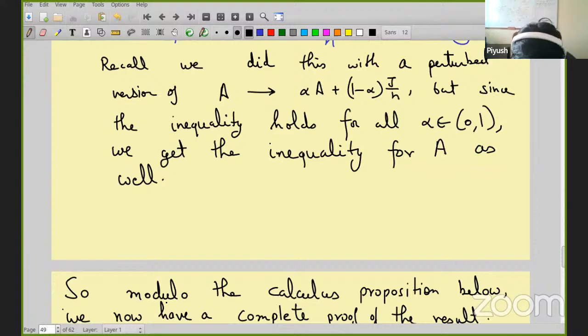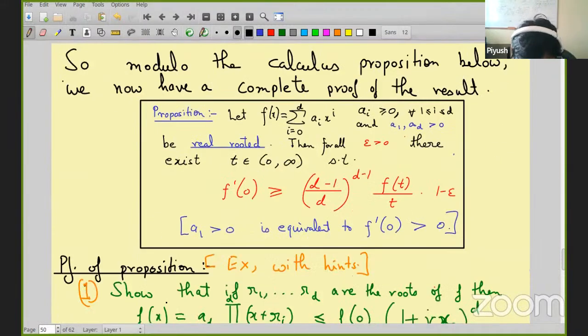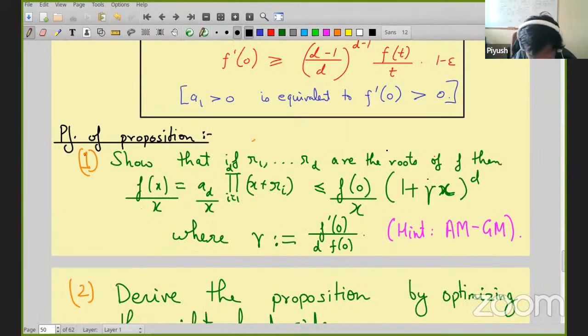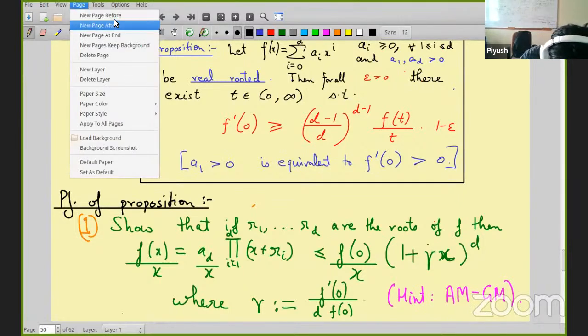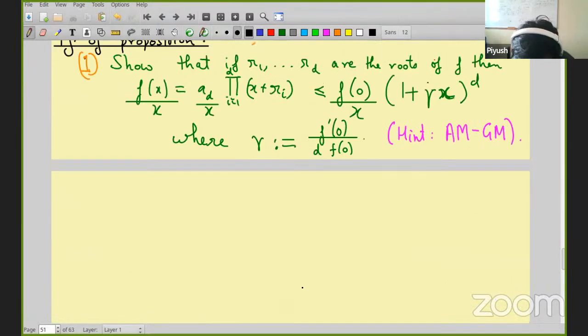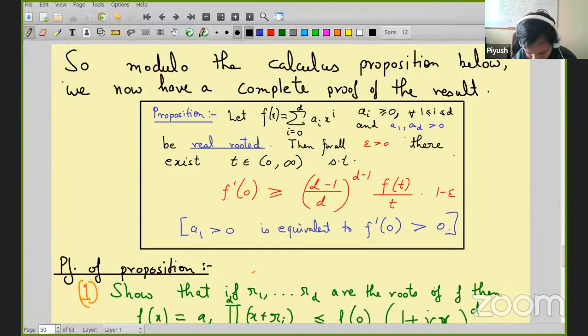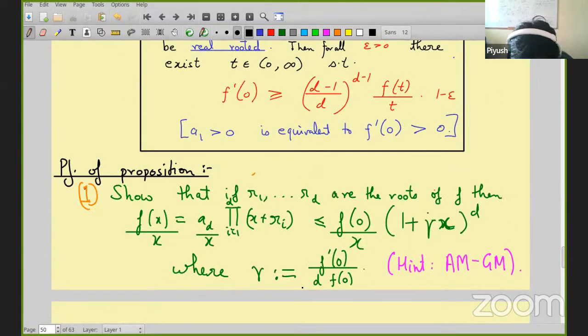Okay, so the next thing is to prove this proposition. So modulo this proposition, we are done. So I'll actually do this more or less, I think. The proposition also will be not hard. So okay, how will you go about this?